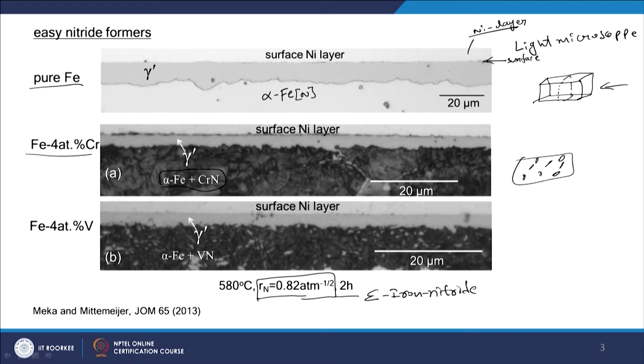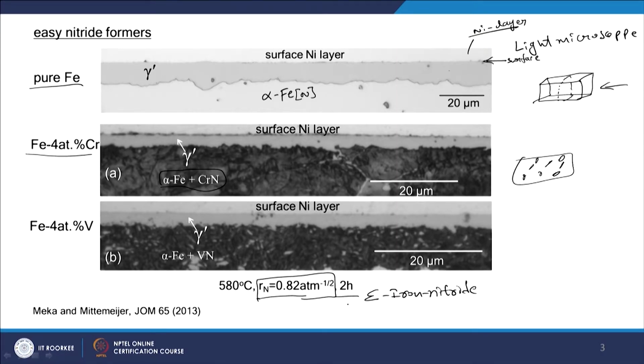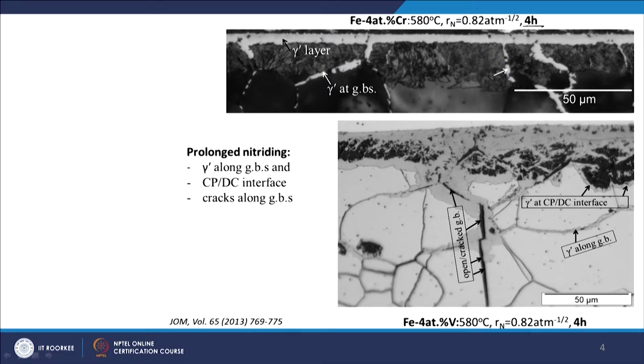Now, you know that when you do the prolonged nitriding of pure iron, we start to form N2 gas porosity, right. That means we start to precipitate N2 gas, which we discussed in one of our lectures. So, what happens when you prolong the nitriding of these alloys? For example, here if you take the same iron 4 atomic percent chromium alloy, in the earlier picture it was nitrided for 2 hours, and now we have increased the time to 4 hours.